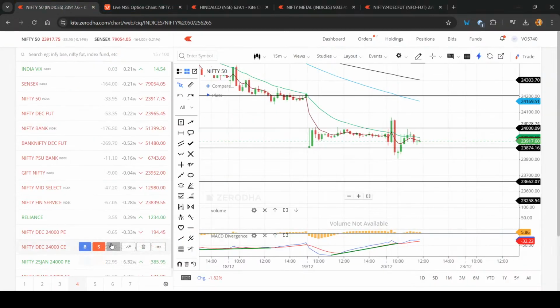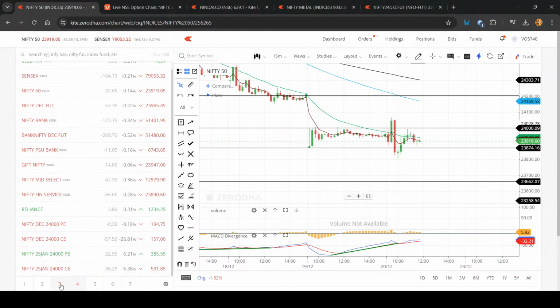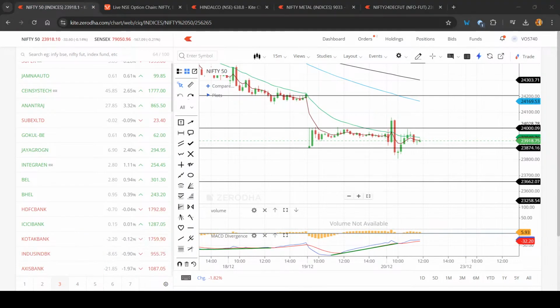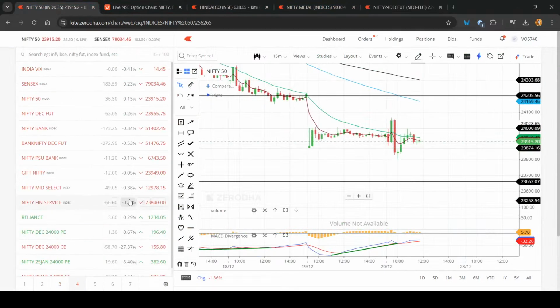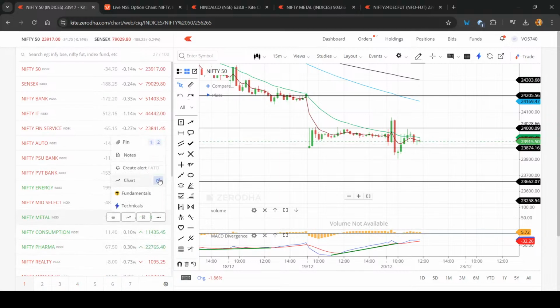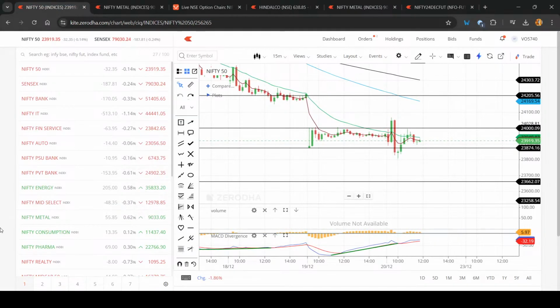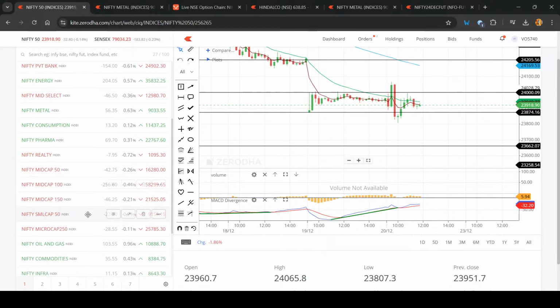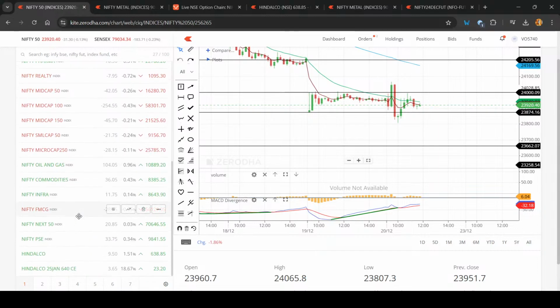The one sector which I'm looking at is metal. Just give me a second, just checking my system. Everything's working fine. And this is a chart of Hindalco. I'll probably open the chart of Nifty Metal also, because it's the second best performing index today, Nifty Metal, after which, if you see, is Nifty Oil and Gas.